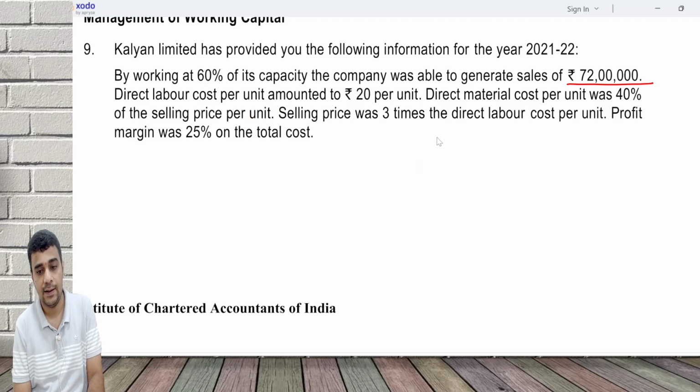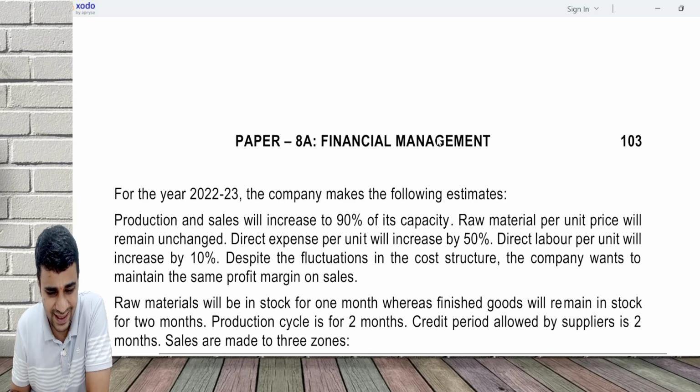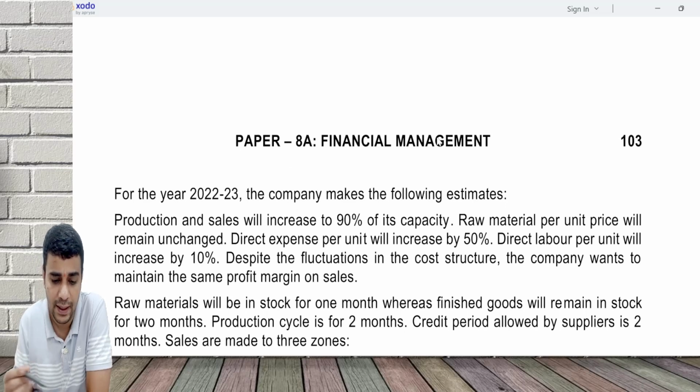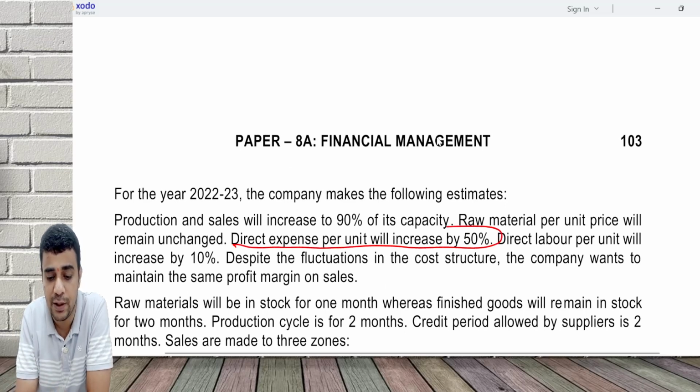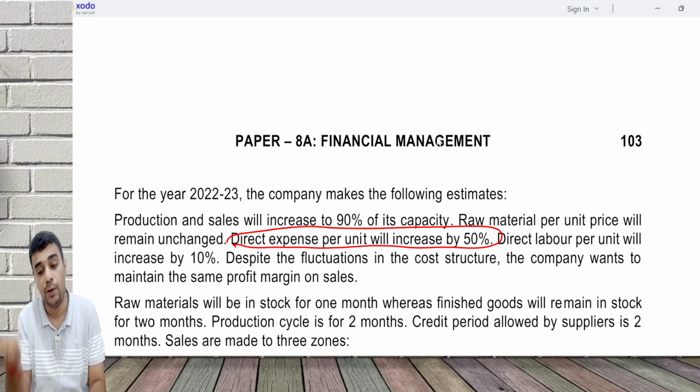It says it did a sales of 72 lakh. Direct labor cost is 20. Material cost is 40%. Selling price is 3 times. Profit margin is 25%. And so in the next para, they have talked about direct expense per unit will increase by 50%. So I believe there are three expenses. One is direct material, direct labor, and direct expense, because direct expense per unit will increase.